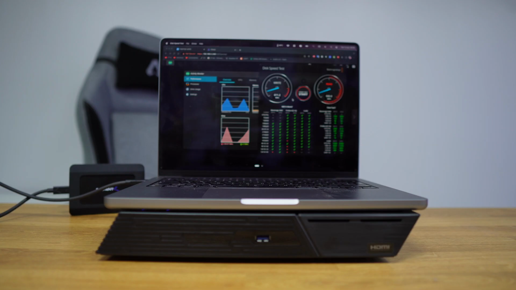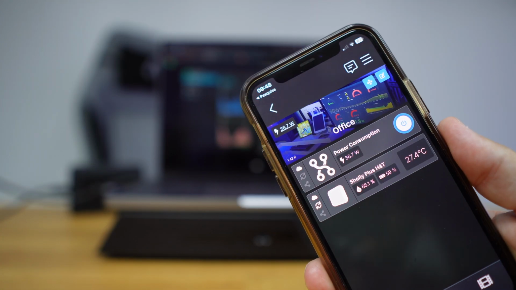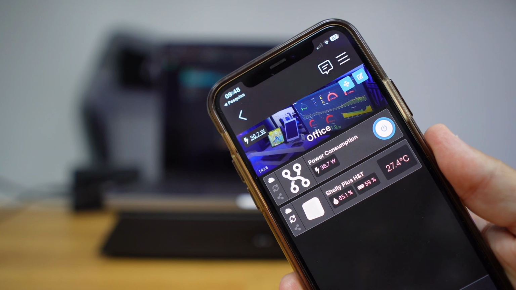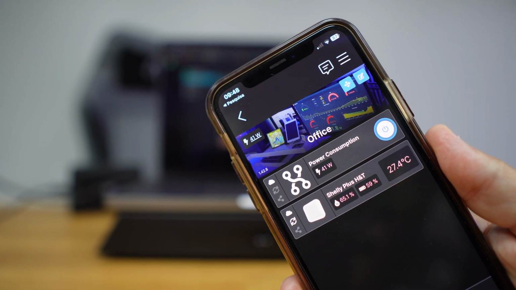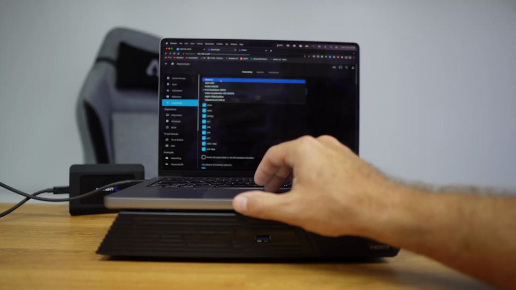I also tested while I was reading and writing at maximum speeds, and the power that we were consuming was roughly 34 to 41 watts. And to max out the machine, I had to trick it.